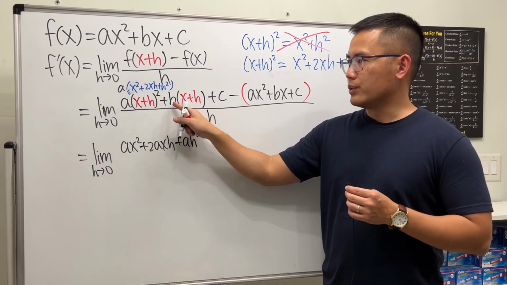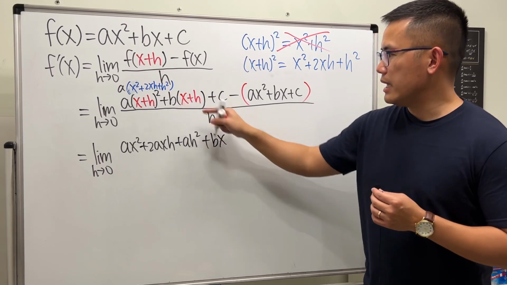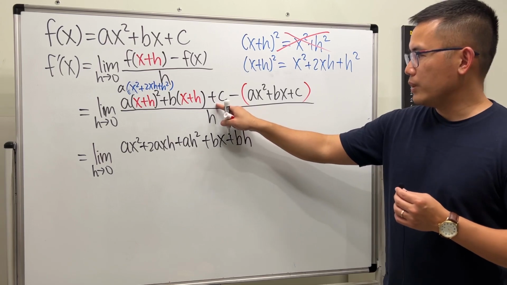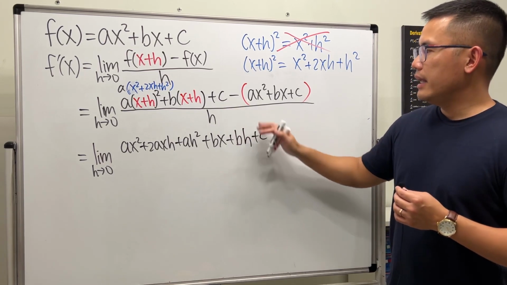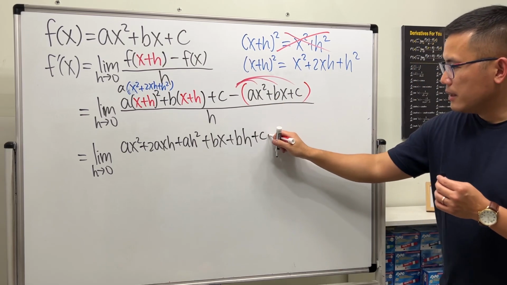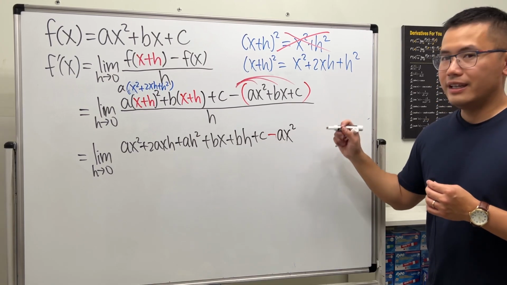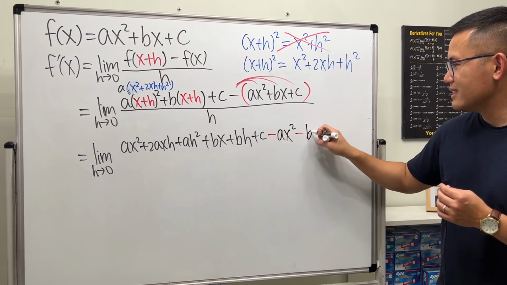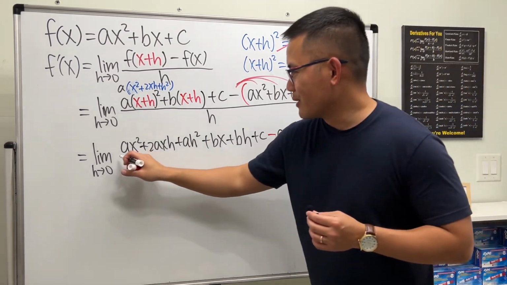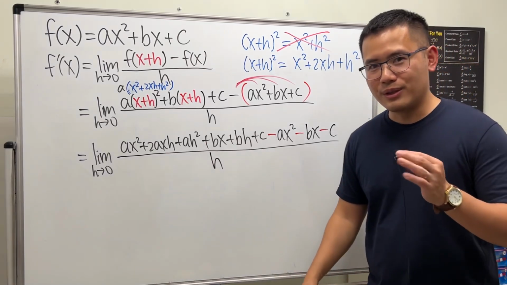And then next, we do this times that. So plus bx, and then plus bh. And then we add a c. And then right here, we are going to distribute the negative. So we get minus ax squared, and then minus bx, and then minus c. I told you, it got longer, right? And all divided by h. But right now, it's going to get shorter.